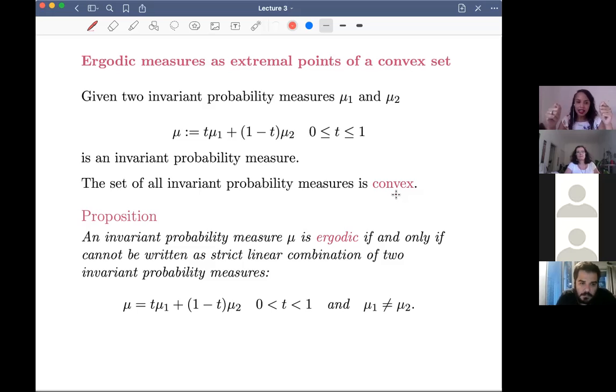An extremal in a convex set is a point that is in the extreme, in the sense that it is not a combination of the others. So you cannot write it as a strictly linear combination, with t between 0 and 1. If mu is an extremal, then it has to be equal to mu1 or equal to mu2. You cannot combine them. So a measure is ergodic if and only if it's an extremal of the set of invariant probability measures.